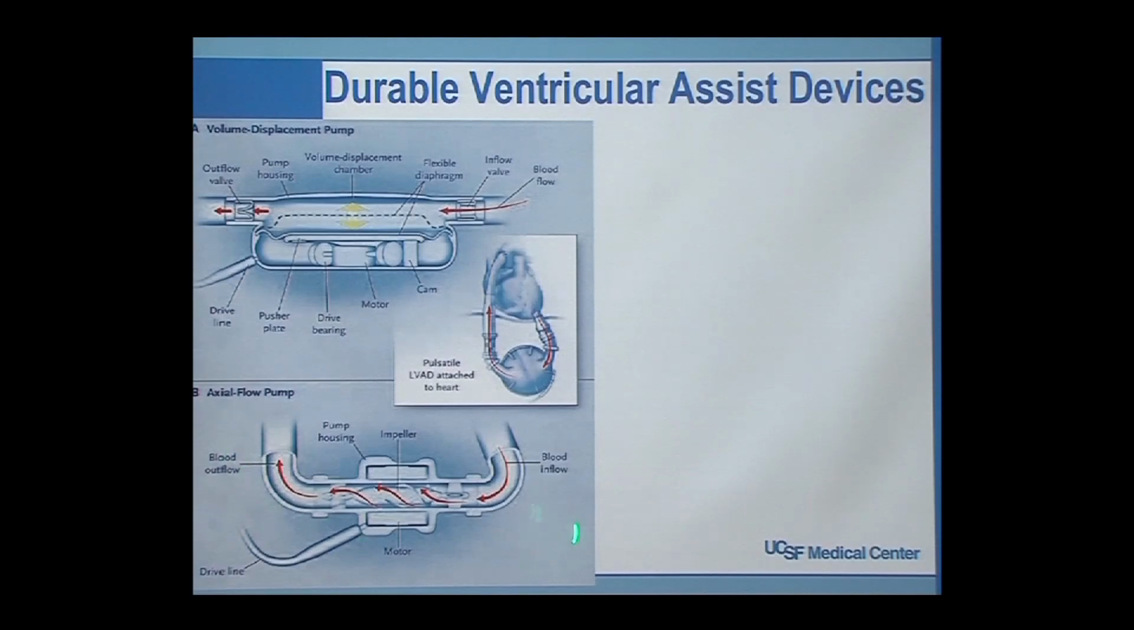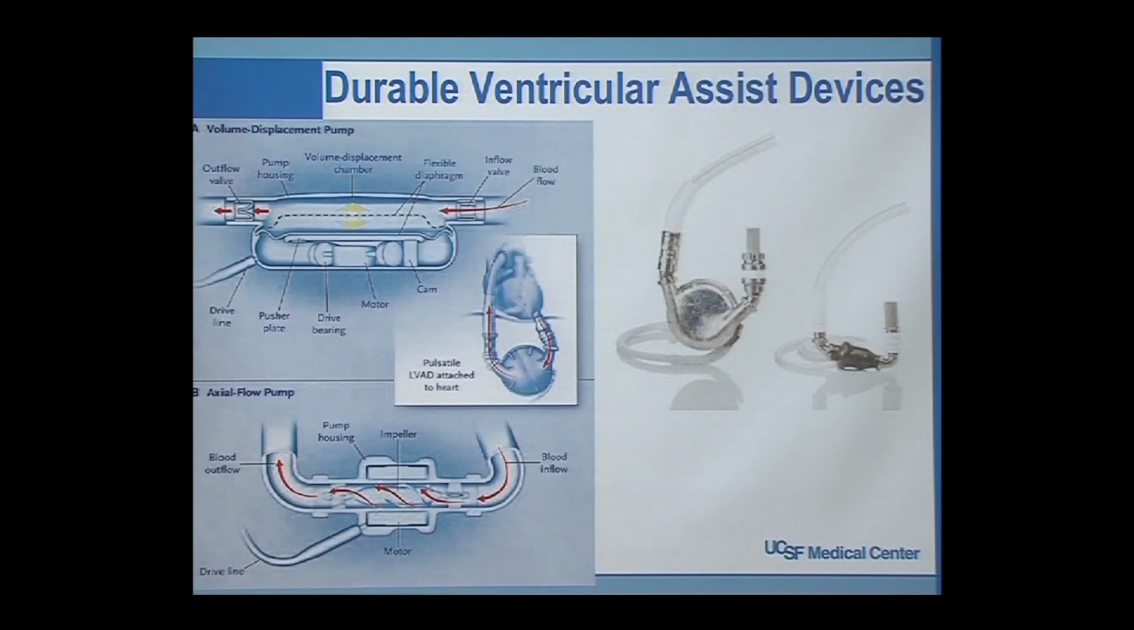The second generation, the axial flow, is actually much, much smaller. It still has to go in the abdomen, but weighs only about 1 pound or so. So, a vast improvement compared to the first generation. And these are the actual pictures. You can see the first generation device and the second generation. So the pump is much, much smaller now.